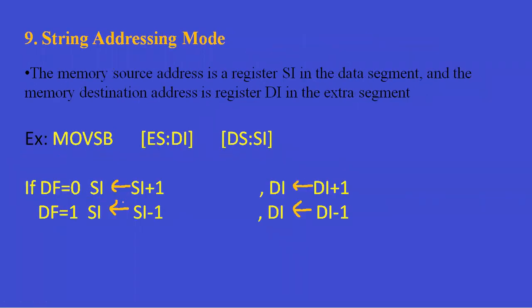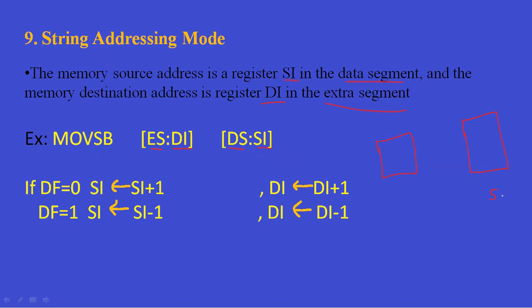The last is string addressing mode. So what is the definition of strings? A collection of data, a collection of characters, not a single character, more than one character. So the memory source address is the register source index in the data segment, and the memory destination is the register destination index in the extra segment. So the data is moved from the source data segment to the extra segment. Okay, so here source index in the data segment, destination index in the extra segment. So here one data, here also one data.